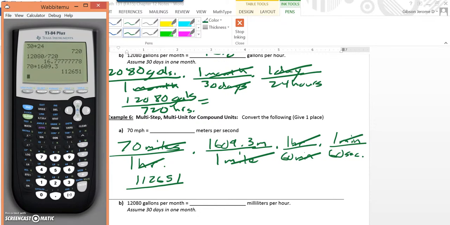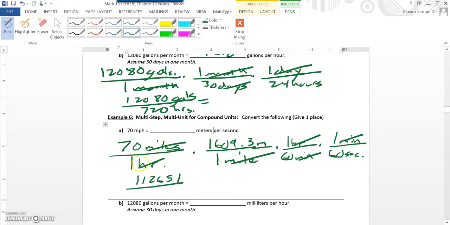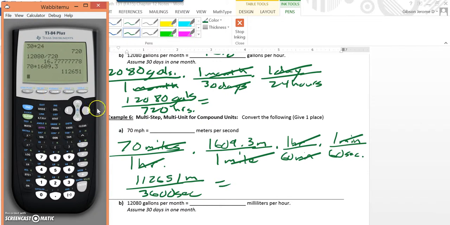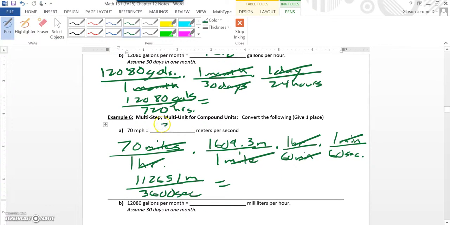Now for our denominator, 60 times 60 we know is 3,600. So in our numerator we will have meters, in our denominator we will have seconds. Now we would divide this out. So we have 112,651 divided by 3,600, and that would give us 31.3 if we round it to 1 decimal place. So it would be 31.3 meters per second.